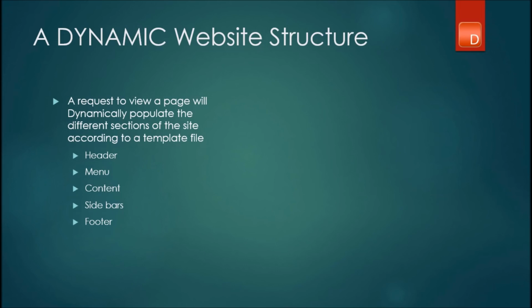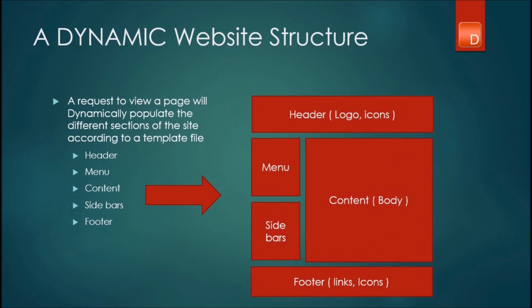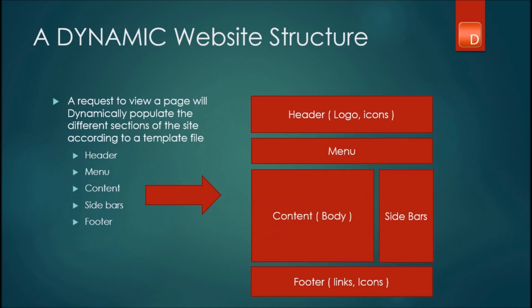So what's going to happen is a request to view a page. When the server gets that request, it gathers all this information, the header element, the menu, the sidebars, the footer, and the content specific to that page, and puts it together at the given moment. It organizes it a certain way according to the template file that we specify. So it can look like this, or it can look like this.